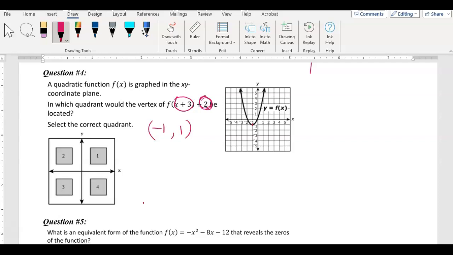So that means, remember, when it's a plus 3, we're going to move in the opposite direction that we think. So we're going to go over 1, 2, 3, and then we would go up 2. So this is up 1, 2. So our new vertex would be here, right? And so with this new vertex, the vertex is very solidly in quadrant 2.